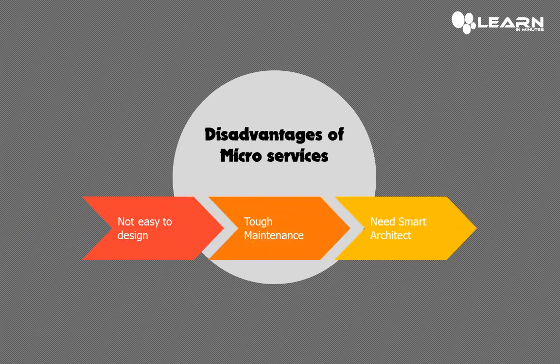And the last disadvantage of the microservice architecture is that it needs smart architects, because there are different services working on different operations of a system. The architect needs to design which services there will be, which team is going to do the particular service, and how we are going to merge the services. All these should be designed, so there needs to be a smart architect to do this.